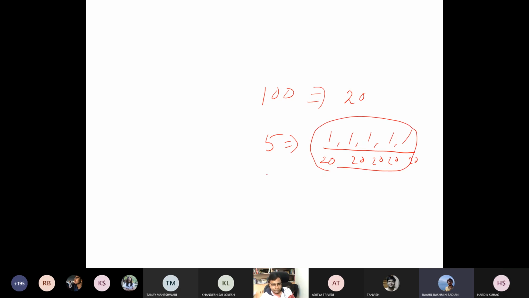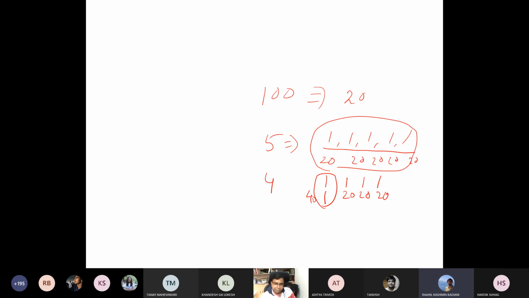Suppose you have 4 persons, then what will happen? 3 persons will get one chunk of work, and one person will get 2 chunks. So one person needs to do 40 work, and the others need to do 20. This will create load imbalance. If the grain size is bigger, it will create load imbalance.